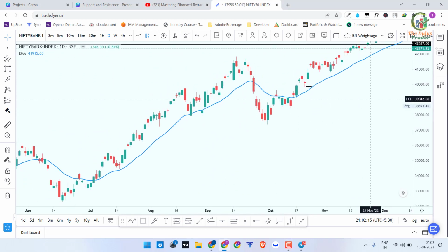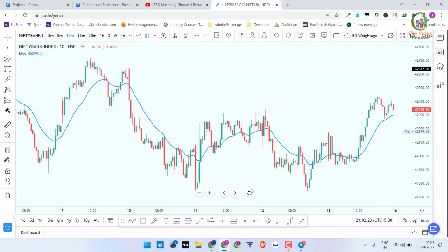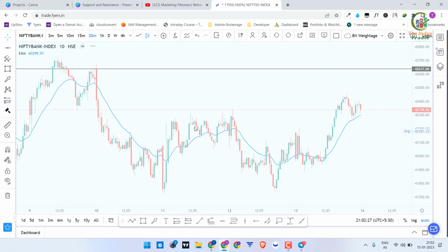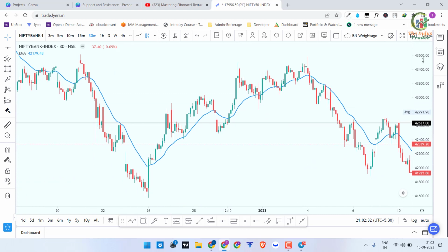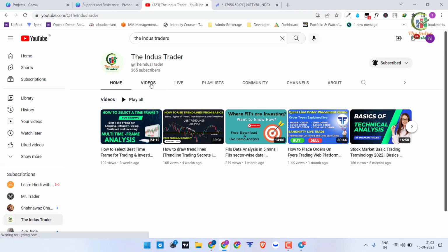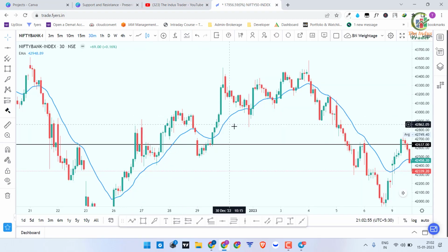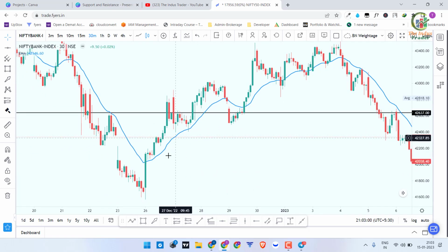You can see how well the price is respected here. Let me also shift to the 10 minute or a lower time frame, you can check it here. Let's go to 30 minutes for less noise. You can see it in any time frame. But if you want to know which time frame you should trade, you should watch the video on how to select a time frame, because in that video I explained different trading styles and which trading style should use which time frame.